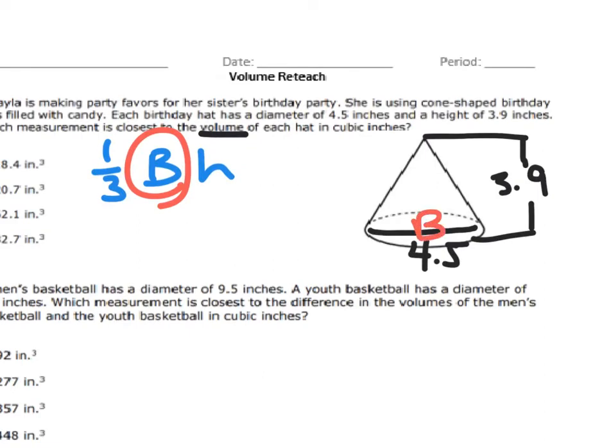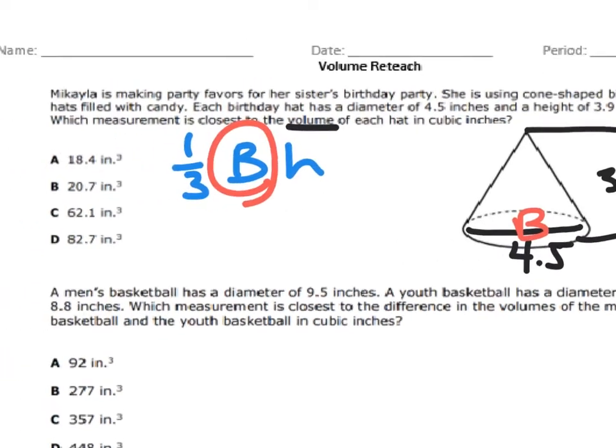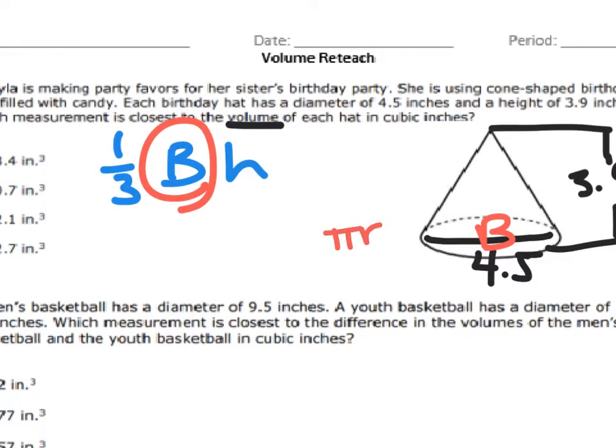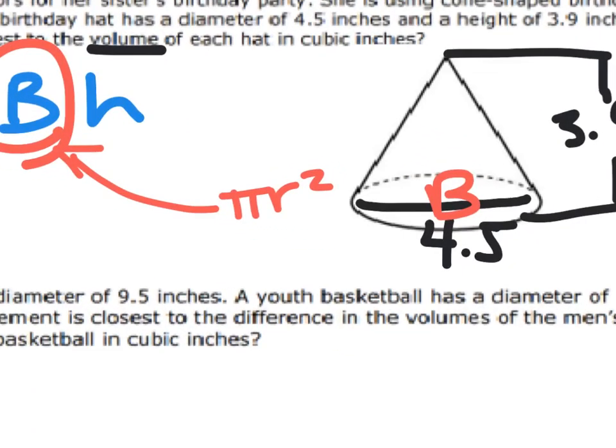Well, my base here is a circle. So if I'm looking for the area of a base and my base is a circle, that means I'm looking for the area of a circle. So my area of a circle formula is pi r squared. This is what I'm going to be using to find B. So in order to use this formula, I need r, the radius. Well, I don't have my radius.